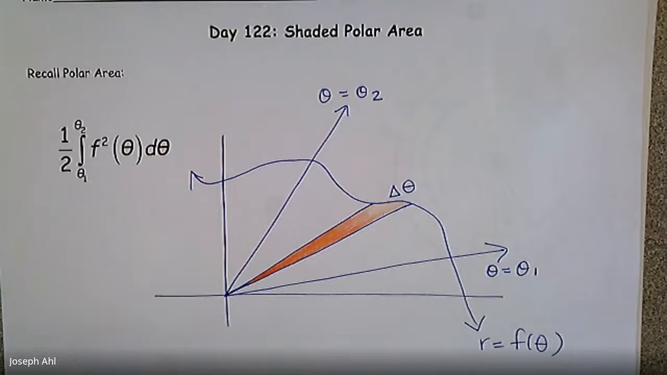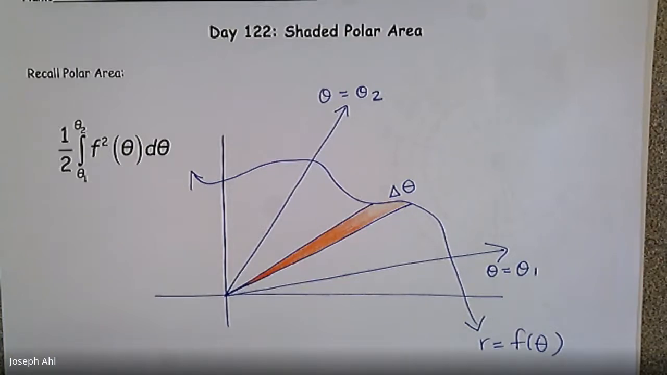Today we are extending our concepts of polar area to look at some shaded polar areas. So we might be looking at areas that are bound by two different polar curves and determining how we can find the area between them that are contained within both. So we're going to see a variety of contexts in which we might be asked to find a shaded polar area.